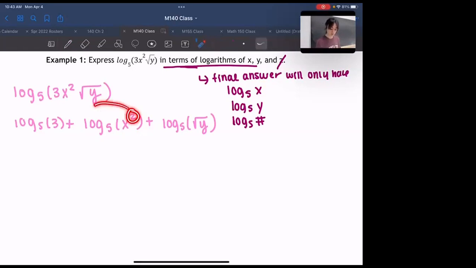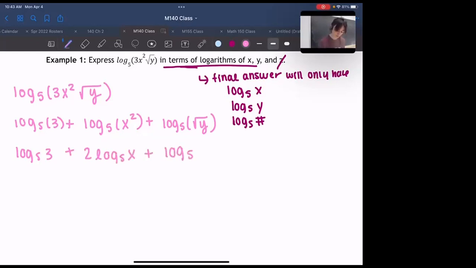Good, we can bring that 2 up front. Okay, let's do that, and then we'll deal with the square root in the next step. Log base 5 of 3 plus 2 log base 5 of x plus log base 5 of the square root of y. Now we haven't talked about square roots, cube roots, fourth roots in these rules. Does anyone remember how we can rewrite the square root of y?